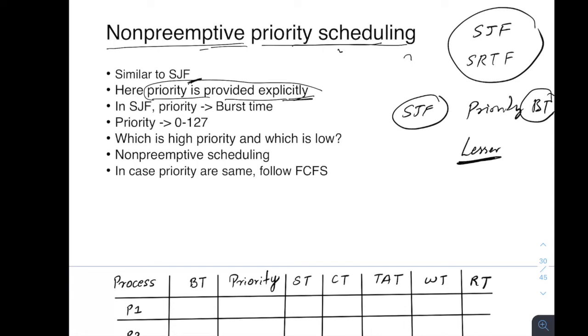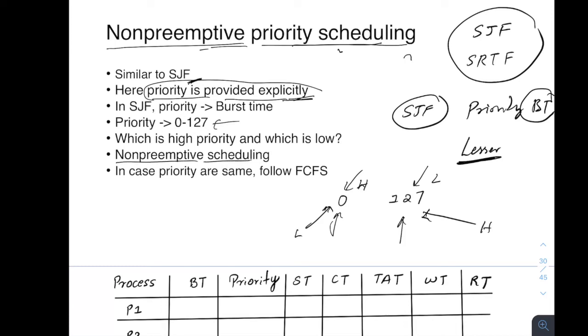I will go to the example and make you understand that. Let's say the priority is from 0 to 127. Do not assume that 0 is the lowest priority and 127 is the highest. It depends on the problem itself. In some systems 0 is the highest and 127 is the lowest, in others 0 is the lowest and 127 is the highest. Both can happen, so always see what the problem says. It will always say which one is the highest and which is the lowest.